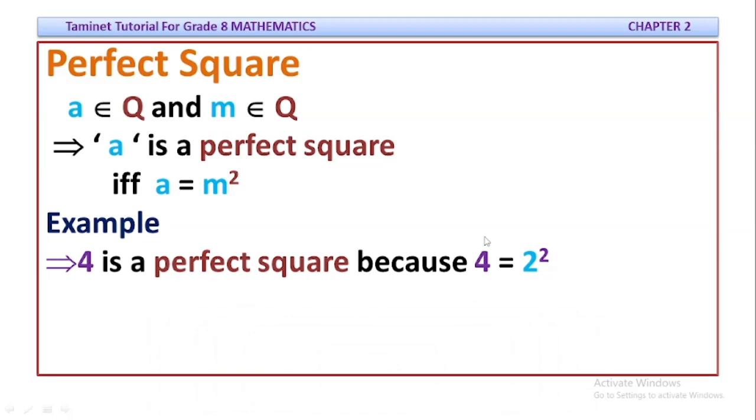For example, as we said before, 4 is a perfect square because 4 is equivalent to 2 to the power of 2, or 2 times 2. We can determine the equivalent value of 4 as M square, so the value of M is 2. This fulfills the definition. That is why 4 is a perfect square.